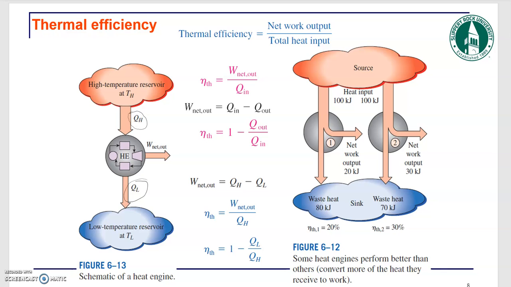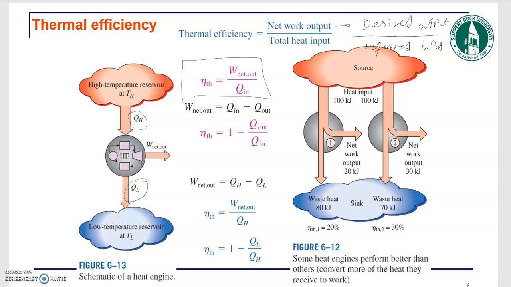So remember the definition of the efficiency. Efficiency was the desired output divided by required input, right? So the desired output in this case, what do we want from a heat engine? We want to produce some work, right? So that net work output is our desired output. And what do we input into the system? We have some heat coming into the system, right? So the total heat input to the system is considered to be the required input, right? So that's the definition of efficiency.